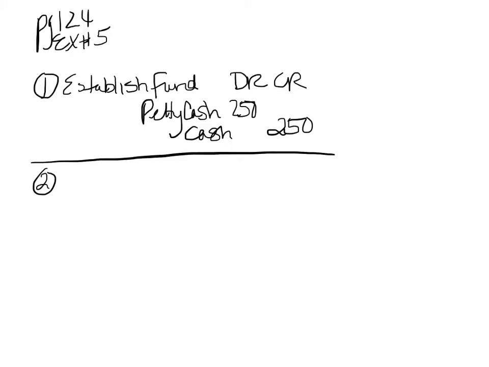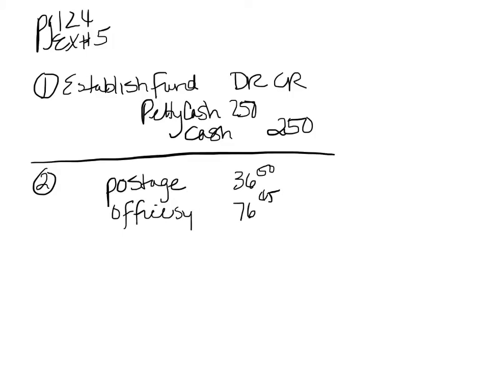So they tell us that the cash remaining is $76.25 is what's remaining in the box, and that they've spent postage. So they've spent postage of $36.50. They've also spent $76.45 for office supplies. So we'll go ahead and write that down, office supplies. They've also spent $60.80 for miscellaneous items. $60.80. Okay? So let's go ahead and figure out what we should have and what we have.